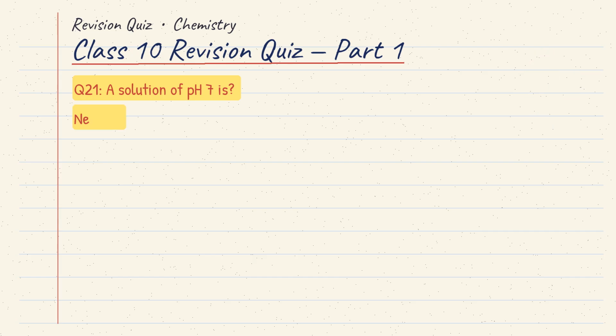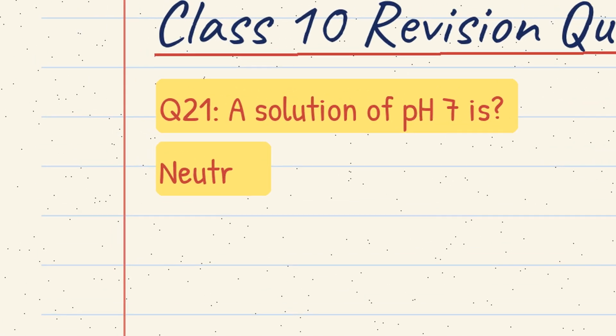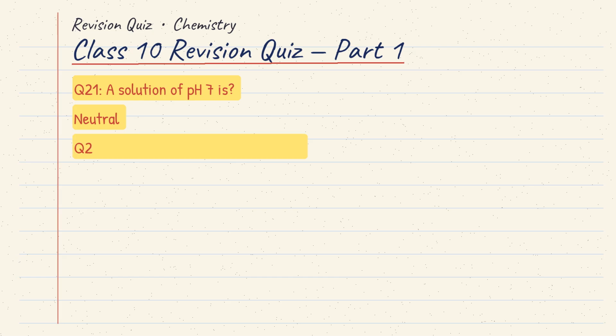The answer is neutral. Like pure water. Question 22. A pH of 2 means the solution is? Pause and think.